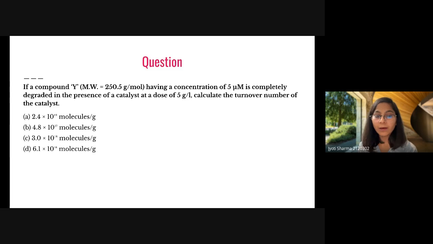So again, we have to calculate the number of moles of the reactant, and then it will be divided by the dose of your catalyst. Okay, and because this is turnover number, we need not divide it by the time. Okay, so this is how we can calculate this turnover number. So let's see how we can calculate this.